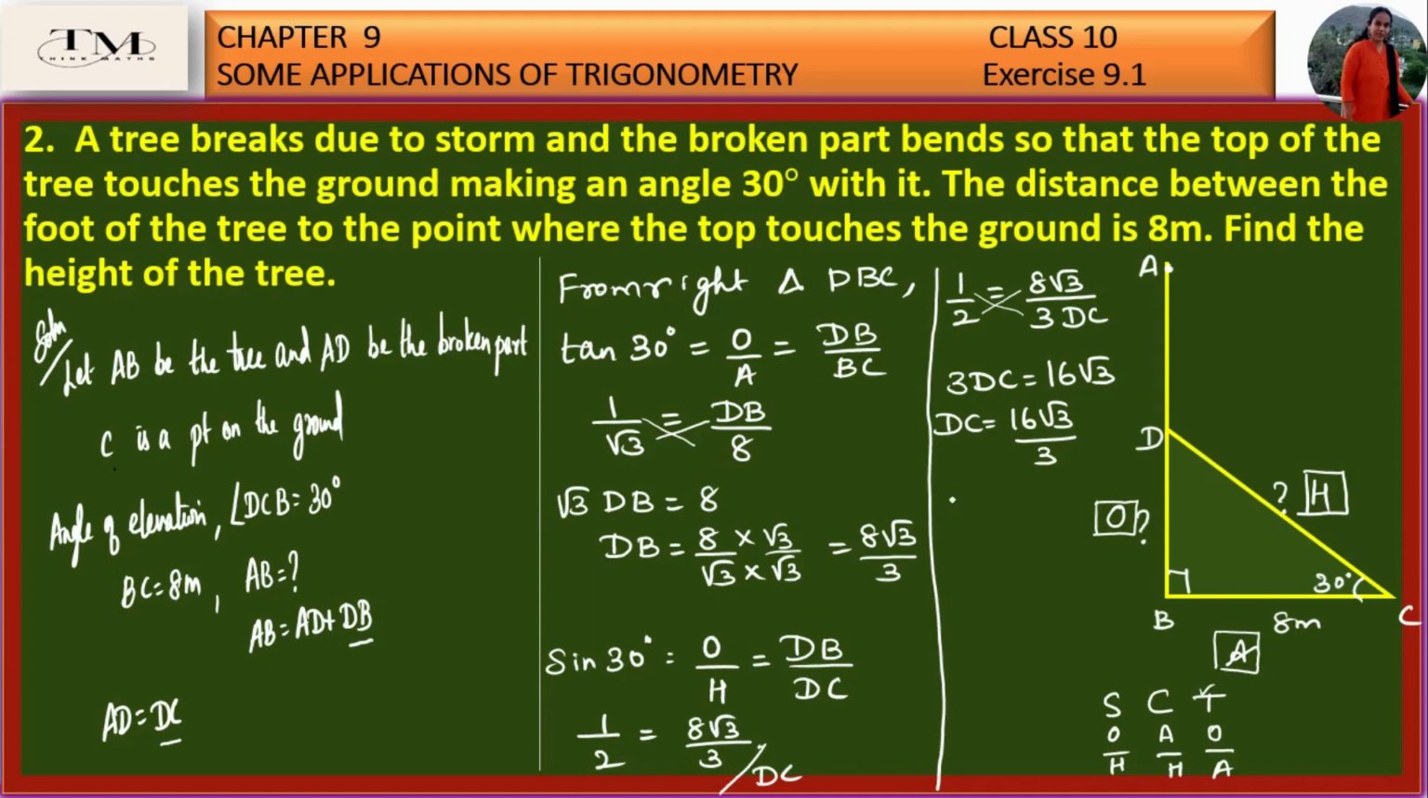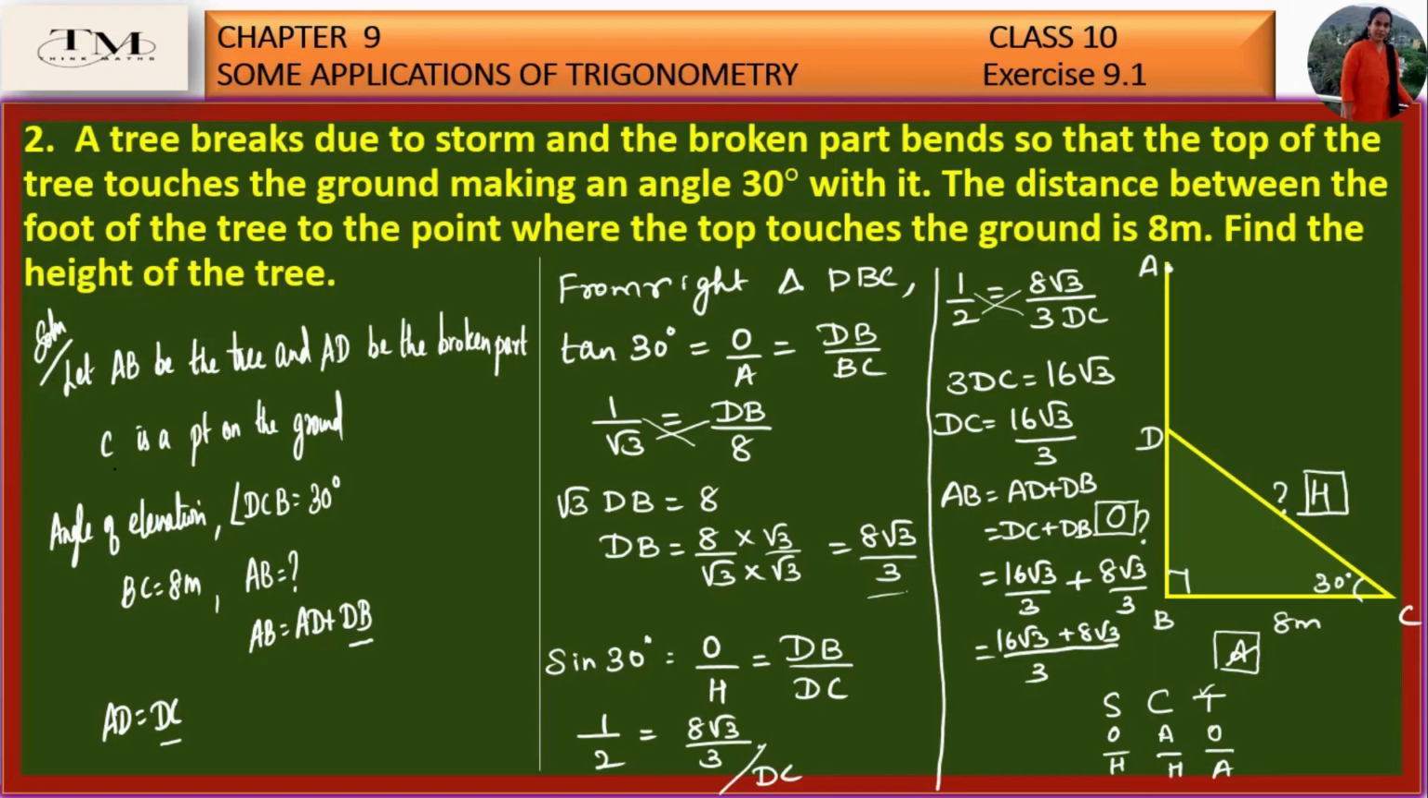Now what is AB? AB is equal to AD plus DB. What is AD? AD is same as DC. So DC plus DB. What is DC? DC is 16 root 3 by 3. DB is 8 root 3 by 3. So the LCM is same. So write it as 3, 16 root 3 plus 8 root 3.